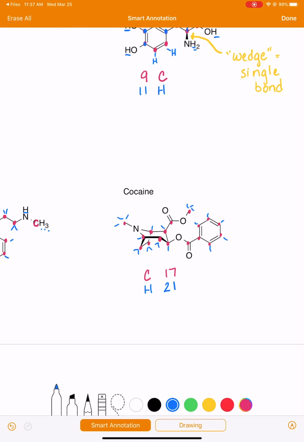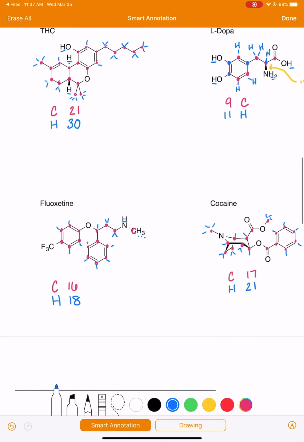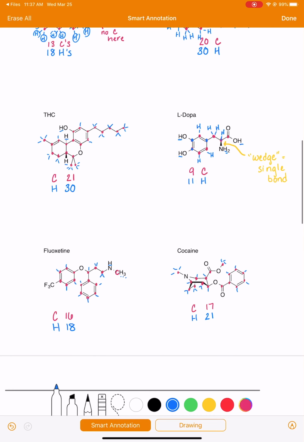Again, if you're having a hard time counting them on these last 3 trickier molecules, don't even worry about it. I feel like you should definitely be able to do the first 3 that we did. The last 3 are quite a bit harder, only for students that are really, really comfortable with this material.